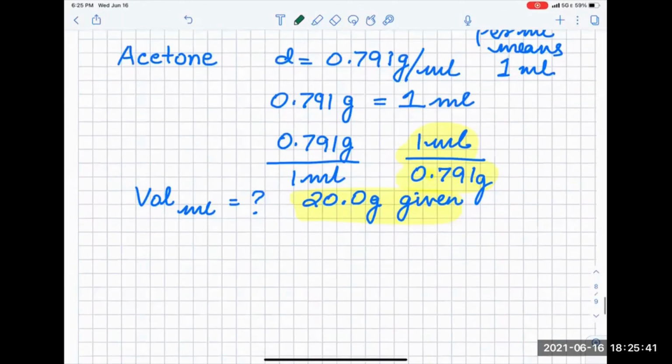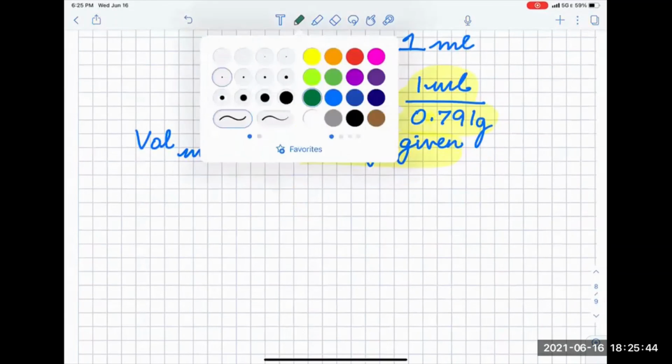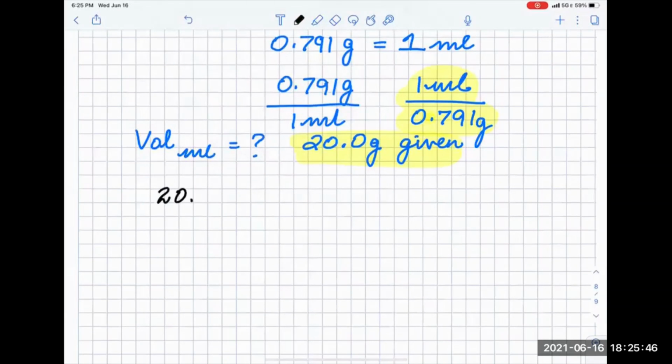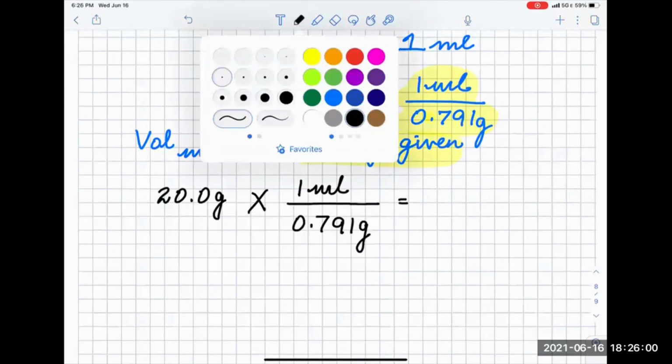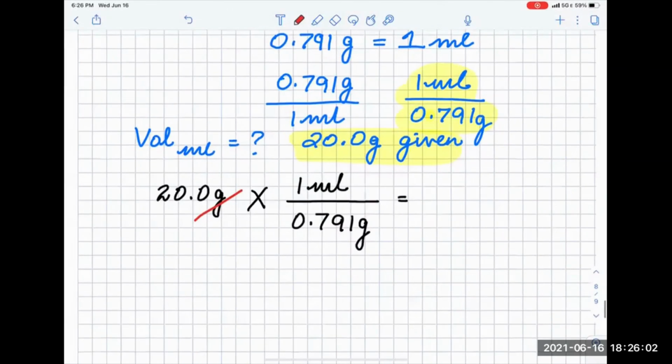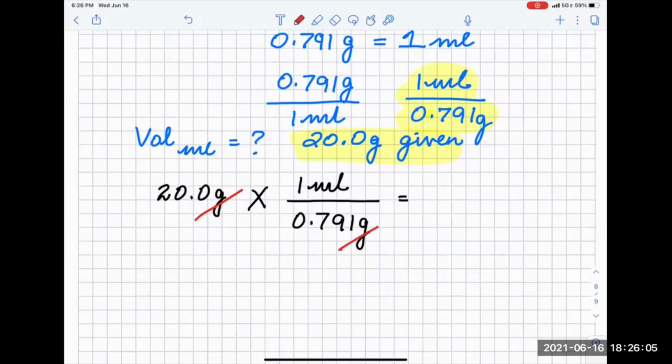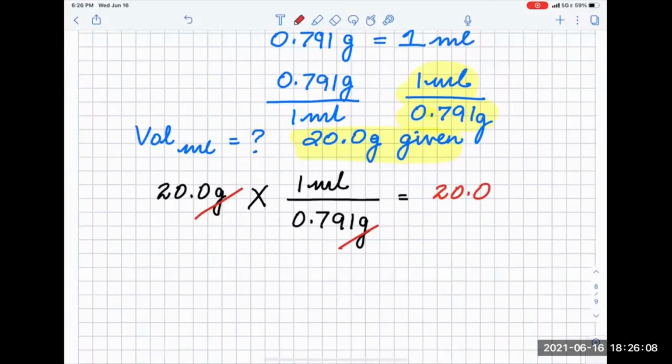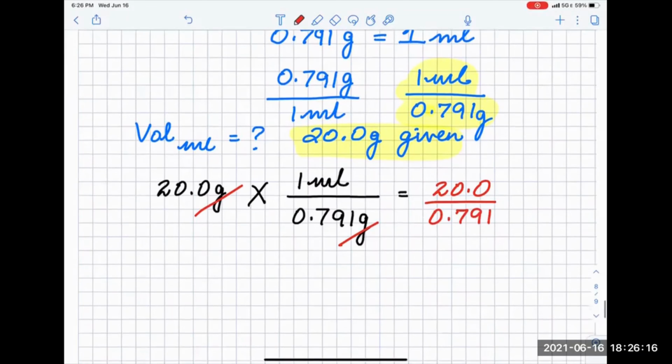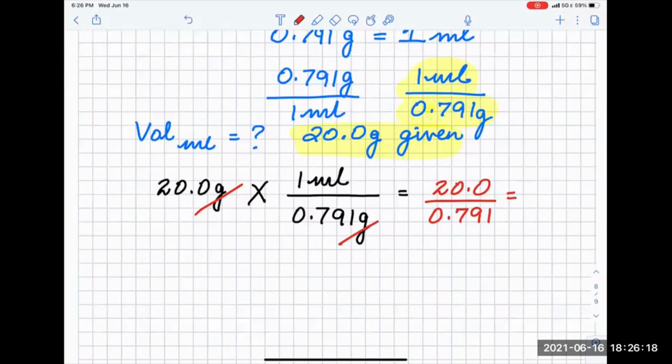So here you write down what is given. You're given 20.0 grams, multiply by the conversion factor 1 milliliter over 0.791 grams. And so here you see grams and grams cancel out. What are you left with? 20.0 divided by 0.791. Your answer should have 3 significant figures. So what do you get here?